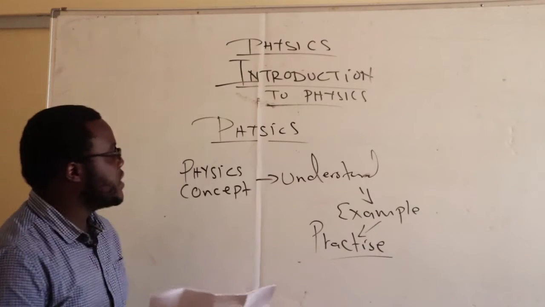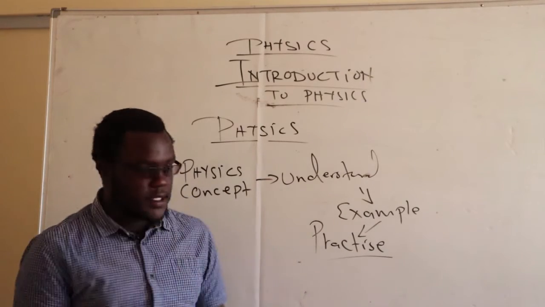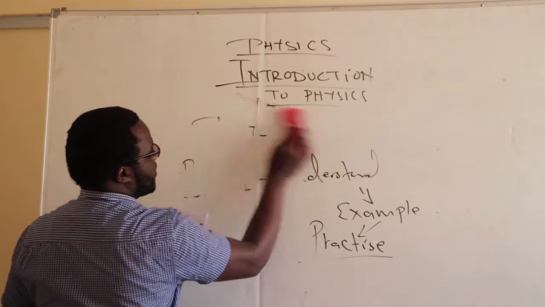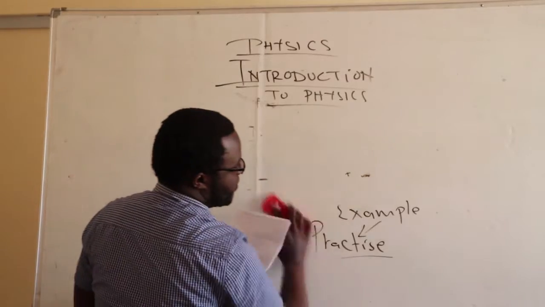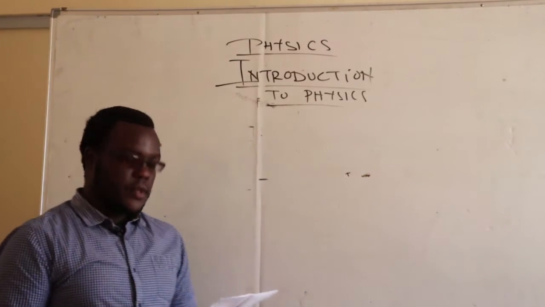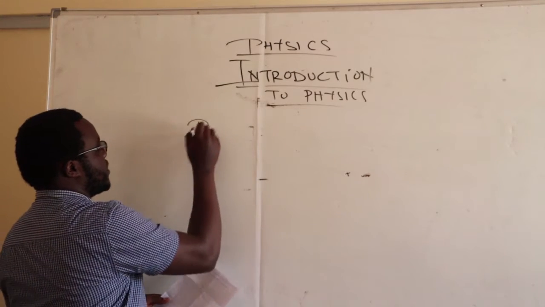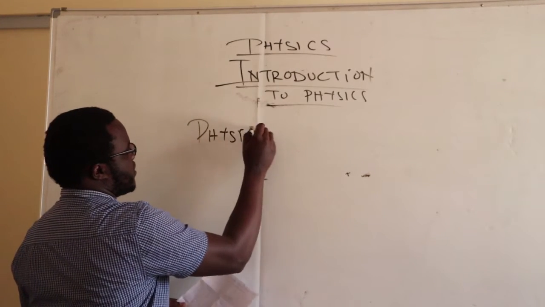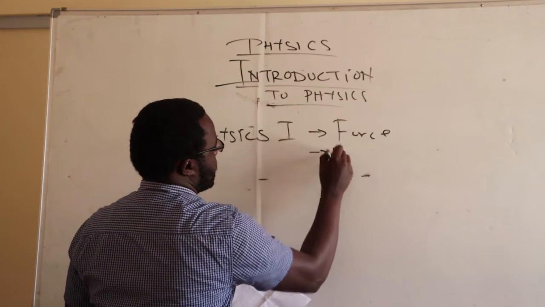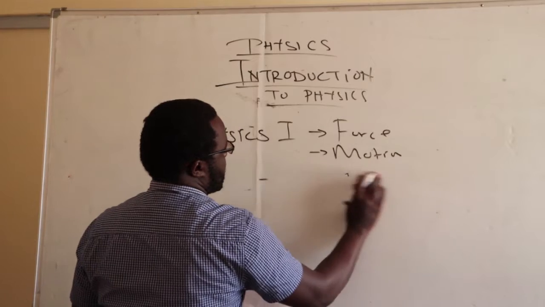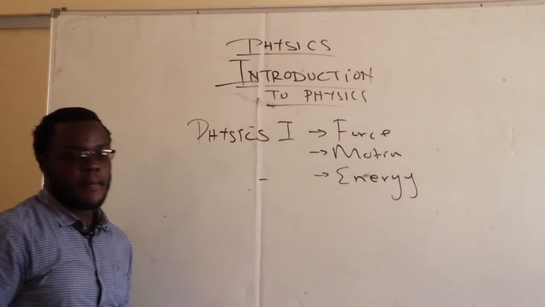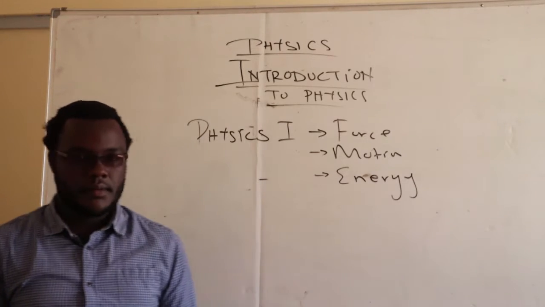Physics is divided into different groups. Let me start with the first group, which I'm going to call physics 1. Physics 1 entails force, motion, and a little bit of energy. That is physics 1. This is basic physics.